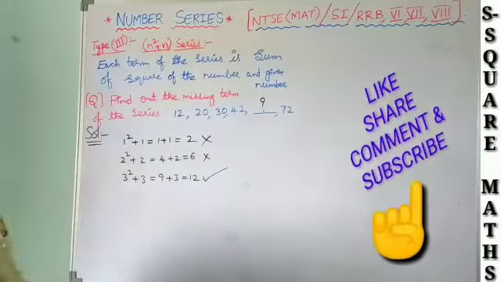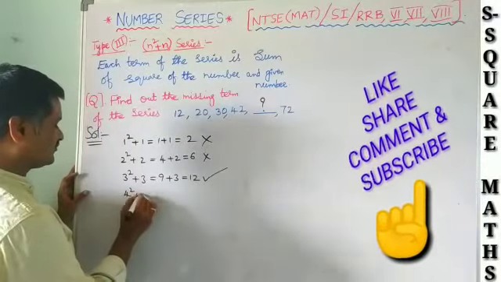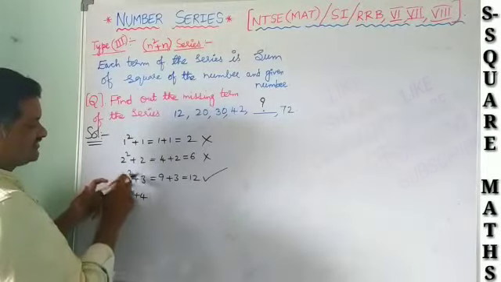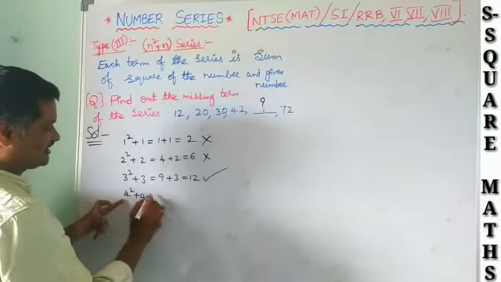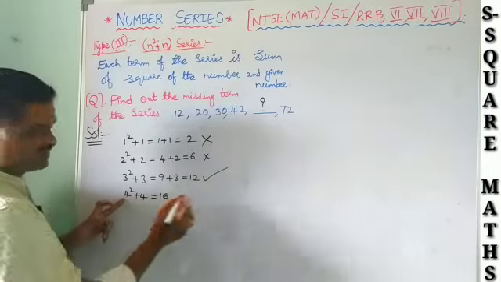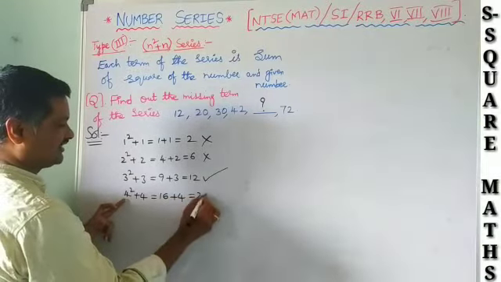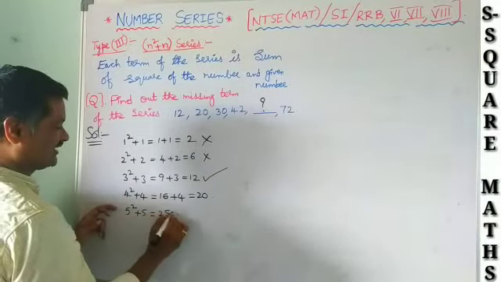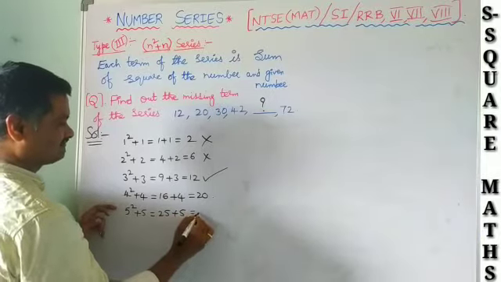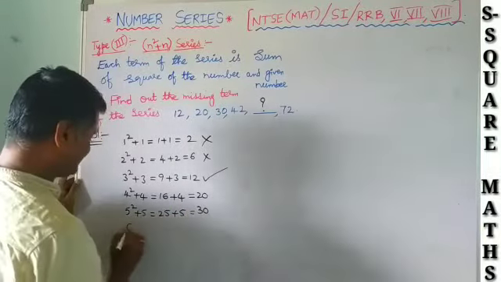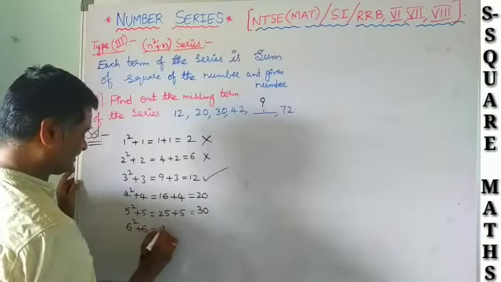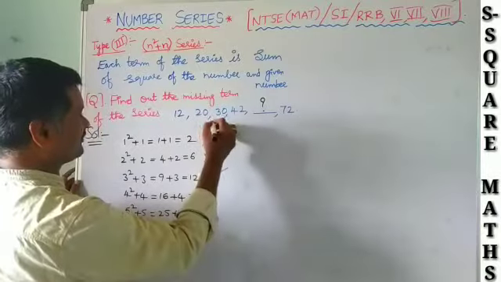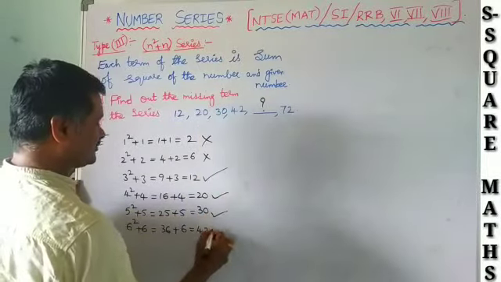So now let us proceed here. Since it is n square plus n, n is equal to 3, that's why 3 square plus 3. Next, 4 square plus 4, 4 square is 4 into 4, 16 plus 4, nothing but 20. Next, 5 square plus 5, 25 plus 5, 30. Next, 6 square plus 6, 36 plus 6 is equal to 42. So 12, 20, 30, 42, the same terms we got.